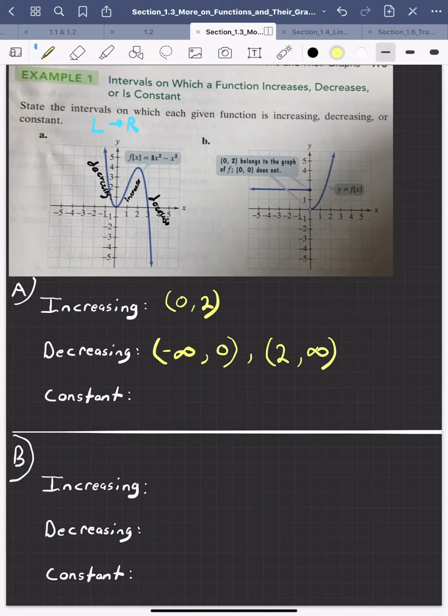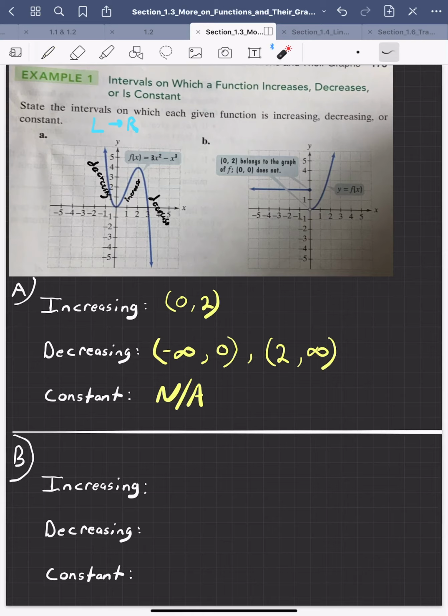Now, this graph was never constant. It was always either going up or going down. So this graph was never constant. Okay, so easy enough, except let me tell you where students mess up.